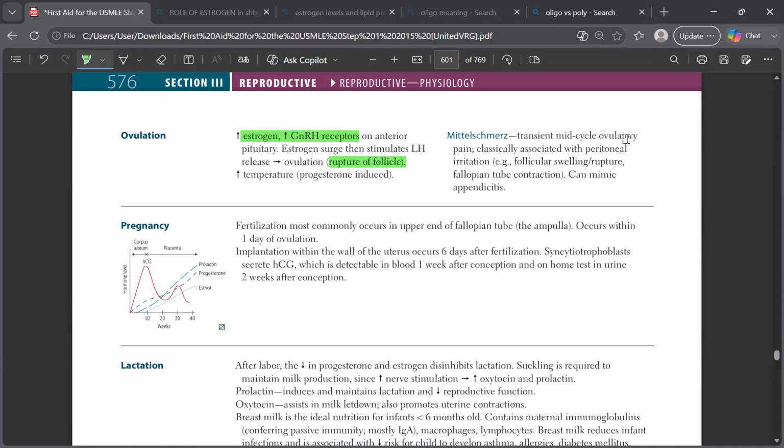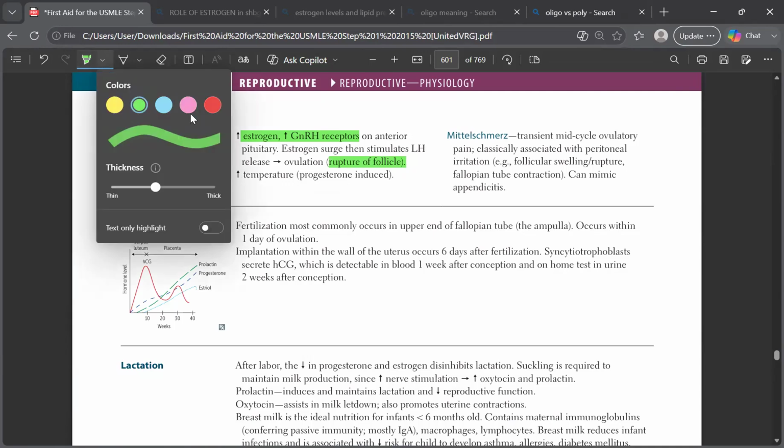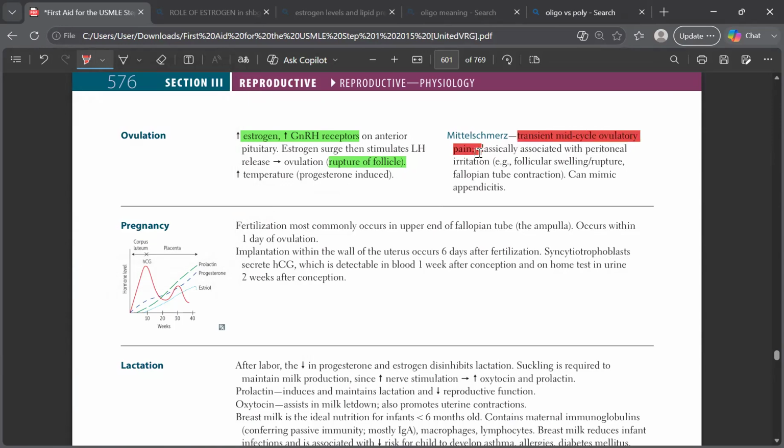Mittelschmerz is the transient mid-cycle ovulatory pain. There is a clinical correlate here: a transient mid-cycle ovulatory pain classically associated with peritoneal irritation. For example, follicular swelling or rupture and fallopian tube contraction can mimic appendicitis. Mittelschmerz is basically a false pain that can be indicative of ovulation to women who do not remember their cyclic dates, but it's not going to cause menstrual bleeding, because it is due to peritoneal irritation from follicular rupture or fallopian tube contraction. Then comes pregnancy.